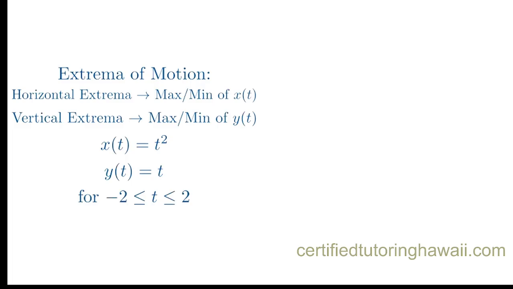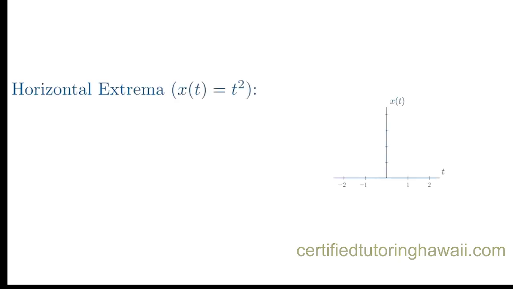First, let's find the horizontal extrema. We need to find the maximum and minimum of x of t equals t squared on the interval t from -2 to 2. The function x of t equals t squared is a parabola that opens upwards. Its vertex is at t equals 0. The minimum value of this function on our interval is at the vertex. So, the minimum x value occurs at t equals 0, where x of 0 equals 0. The particle is closest to the y-axis here. The maximum value occurs at the endpoints of the interval. At t equals -2 and t equals 2, x of t equals 4. The particle reaches its farthest point to the right at these two times.